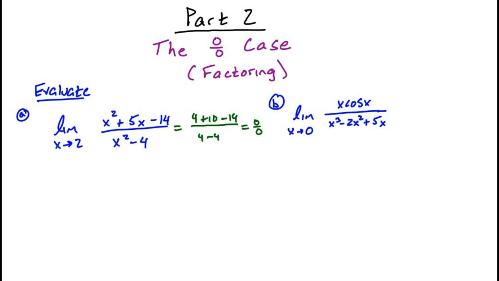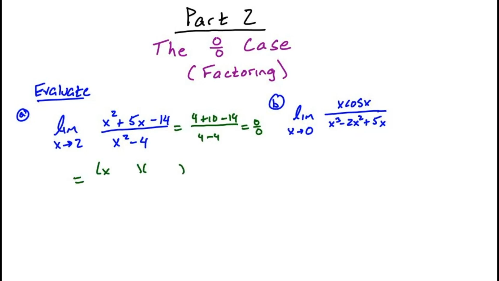And if we evaluate that, we get 0 over 0. It's important to note this, because when we get 0 over 0, that means that our original expression most likely can be simplified in some way to eventually be able to evaluate the limit. And in these cases, we're going to simplify by factoring. So let's take a look at what we can do with this first example.